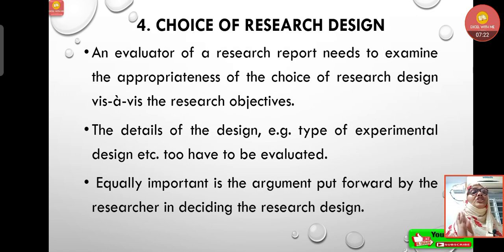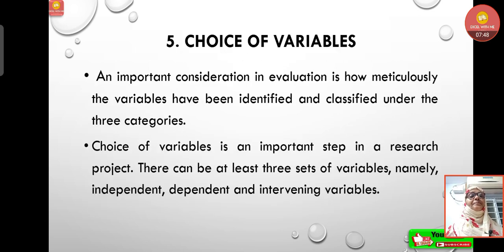Now, the fourth one is choice of research design. An evaluator of a research report needs to examine the appropriateness of the choice of research design, vis-à-vis the research objectives. Now, the details of the design, for example, type of experimental design, etc., too have to be evaluated. Now, equally important is the argument put forward by the researcher in deciding the research design.